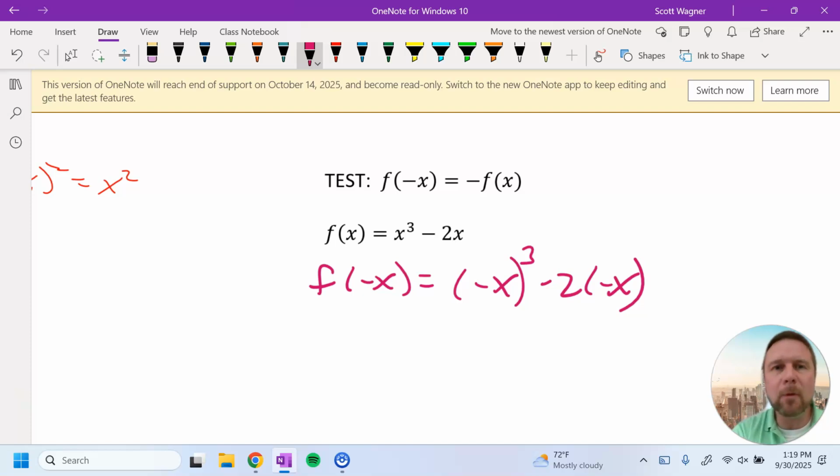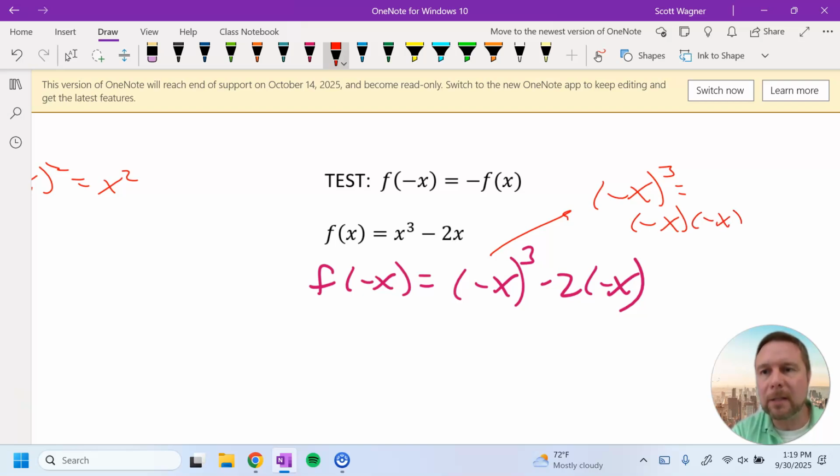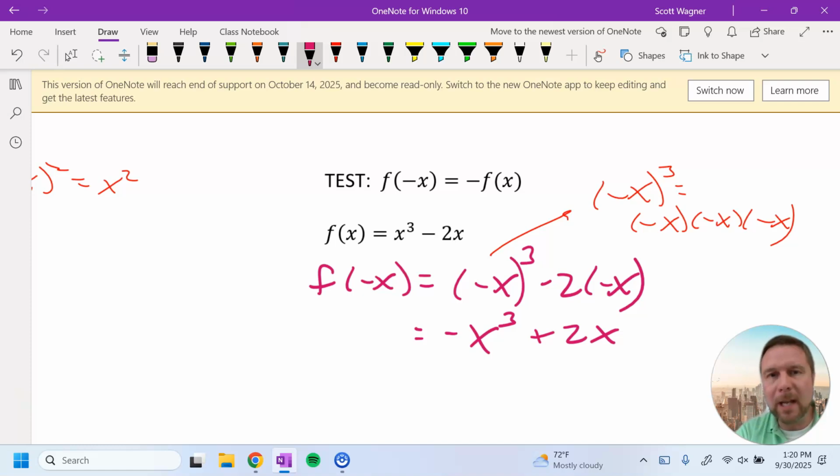All right, again, let's think through this. If I have a negative x raised to the power of 3, that's the same thing as saying negative x times negative x times negative x. A negative times a negative times a negative is still a negative. So this is going to be the same thing as a negative x cubed. Look over here. A negative 2 times a negative x, negative times negative is positive. That's positive 2x. Look at what I started with. I started with an x cubed, and now I have the opposite of x cubed. I started with a minus 2x, and now I have a positive 2x.